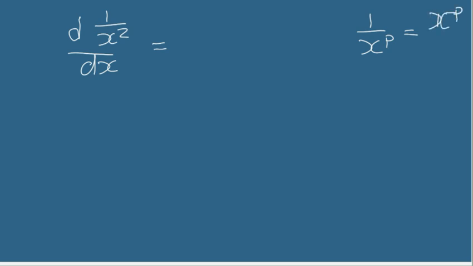If we start with 1/x squared dx, again, let's look at the true power. So 1/x to the power of p is equal to x to the power of minus p. Okay, so we can rewrite it as such: x to the power of minus 2 dx. Now it's ready to go.